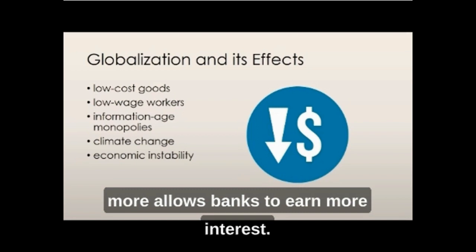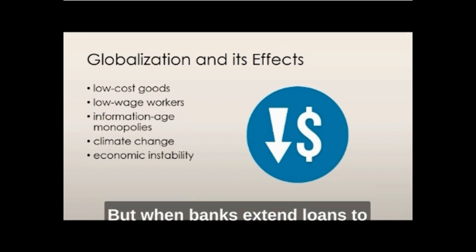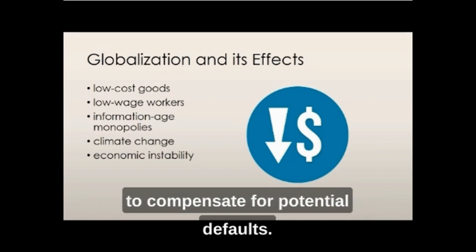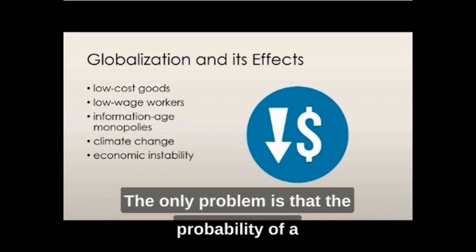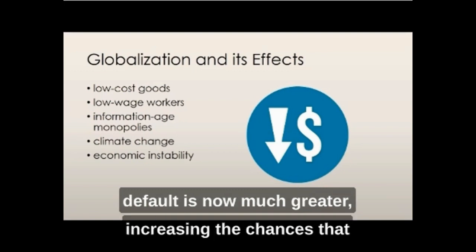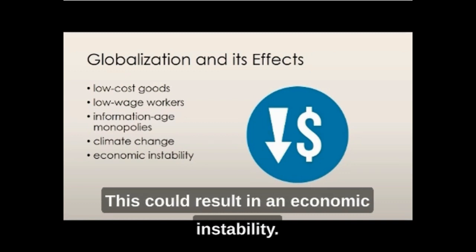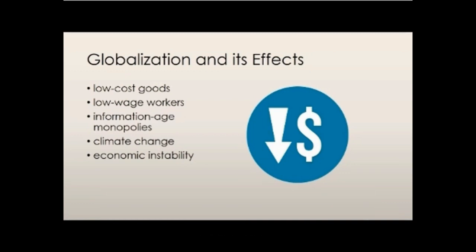Lending more allows banks to earn more interest, but when banks extend loans to high-risk borrowers, they increase the rate to compensate for potential defaults. The only problem is that the probability of a default is now much greater, increasing the chances that the borrower will not pay their loan. This could result in economic instability.